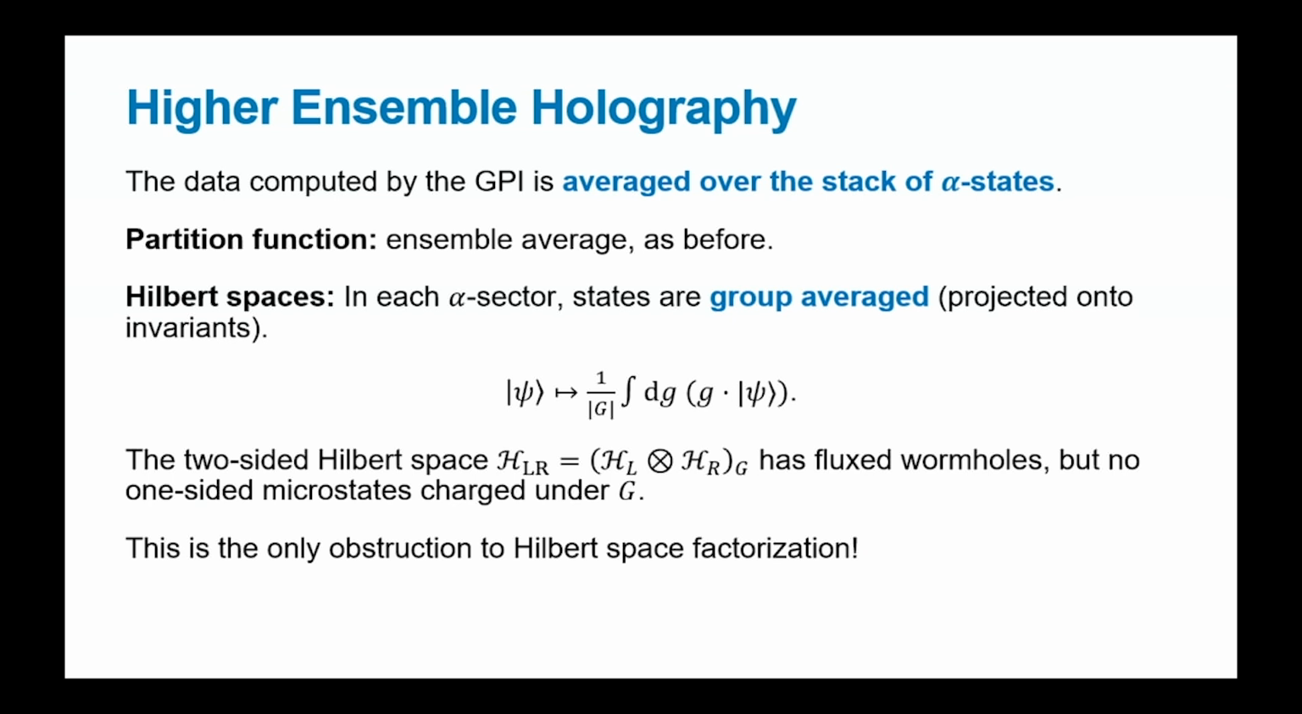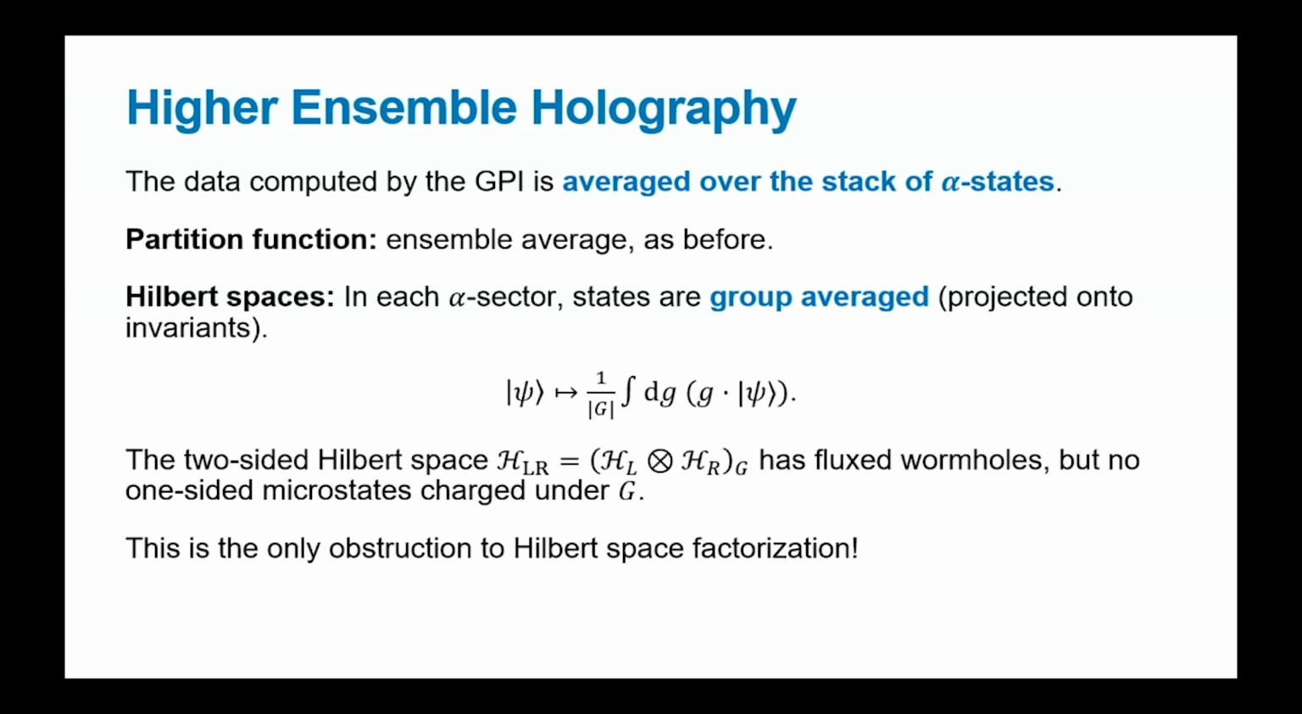Yeah. And the result of this machinery is that this is the only obstruction to Hilbert space factorization. Whenever the Hilbert space doesn't factorize, it's because there's a group acting, not a non-invertible symmetry, not something more complicated, just a group, and the states are averaged over the group. This is the sort of 0 categorical and 1 categorical. I have similar comments to make about higher categorical data, but this is the punchline that I think is most relevant for what people have been thinking about recently in holography.